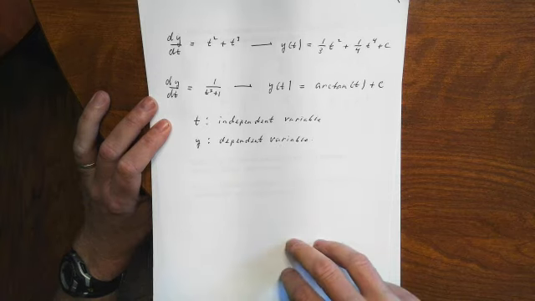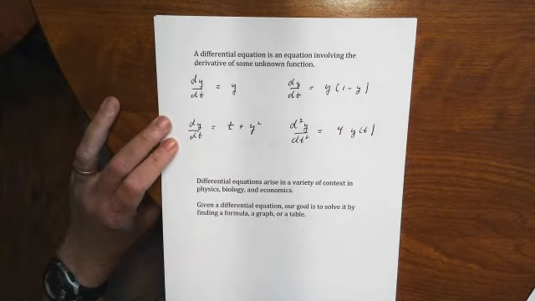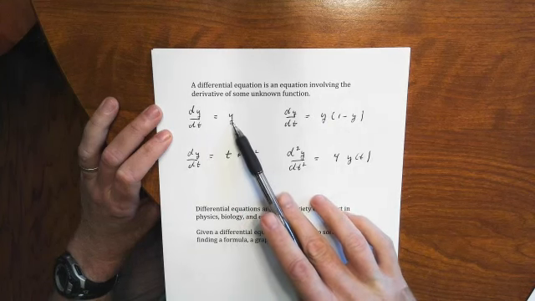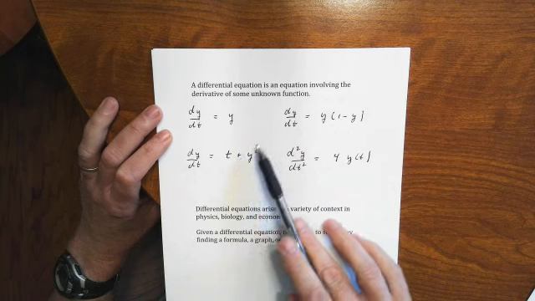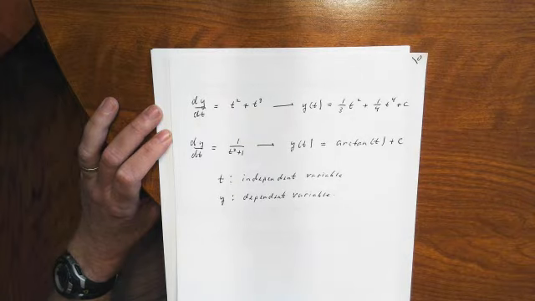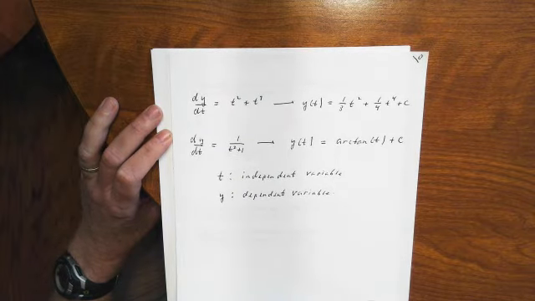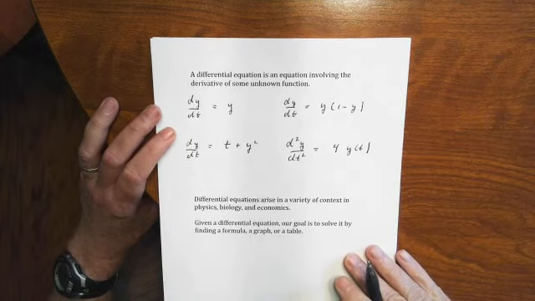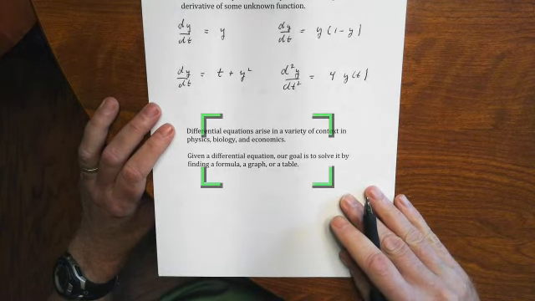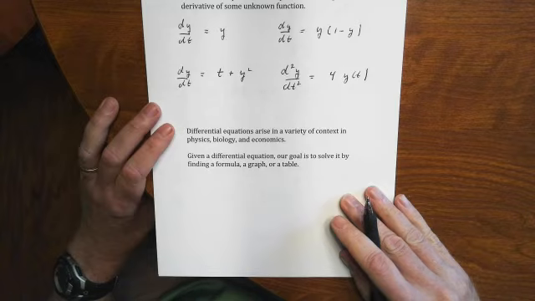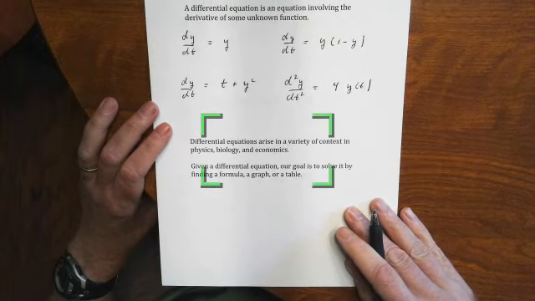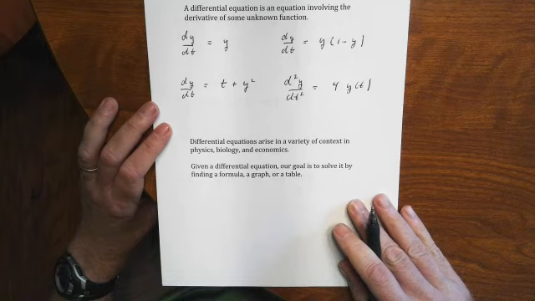Differential equations, which form the basis of Chapter 11, are a little bit different. Instead of the derivative being a function of just t, the input, it's a function of the output as well, a function of y. So notice the difference between these two situations. The right-hand side in both of these examples depends only upon t, whereas here the right-hand sides depend upon y itself. Differential equations arise in a variety of contexts in physics, biology, and economics, and if we're given a formula like one of the above, our goal is to be able to solve it by perhaps finding a formula or a graphical representation or a table.